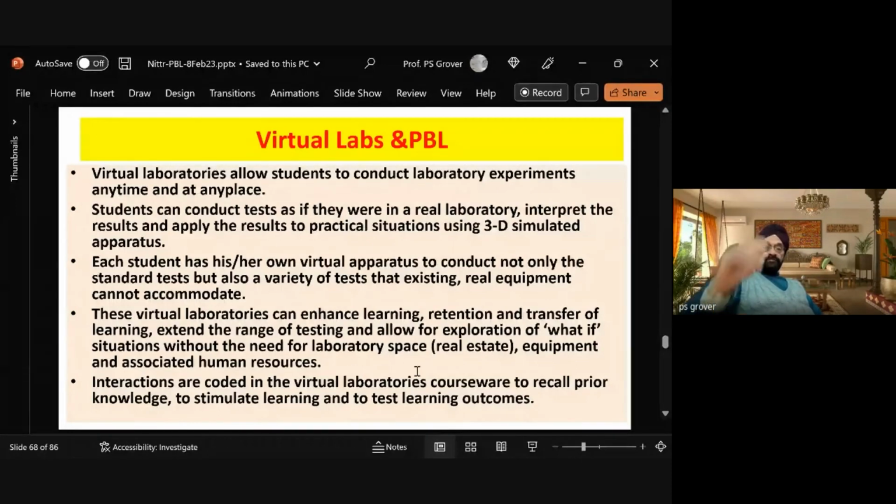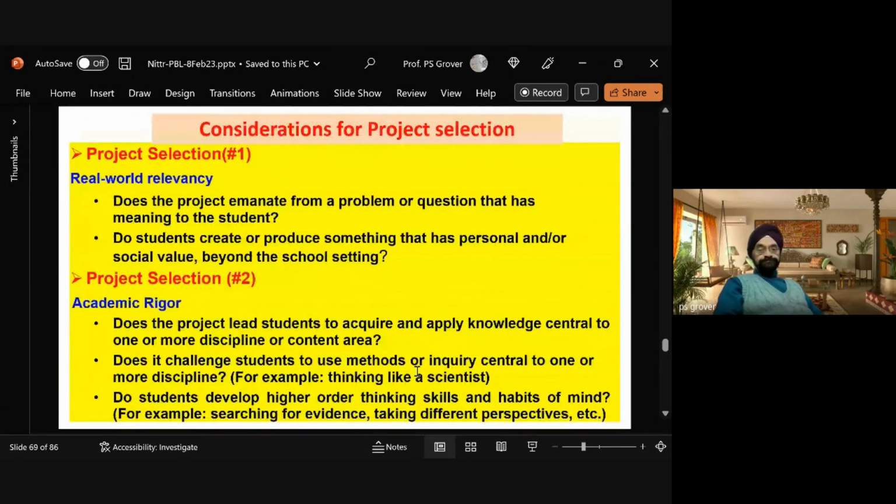Because virtual laboratories allow students to conduct laboratory experiments anytime and anywhere, students can conduct tests as if they are in a real laboratory. Each student has his own virtual apparatus. These virtual laboratories can enhance learning, and interactions are coded in virtual laboratories and so on. Now these virtual laboratories are becoming common, though maybe not to the full extent, but they are a very good support system. They provide support for implementing the project-based learning method.